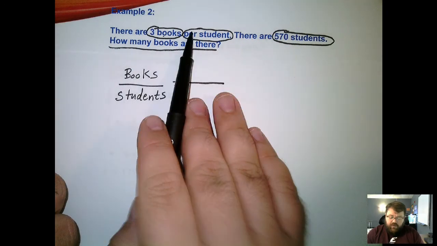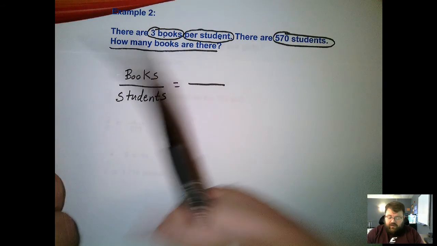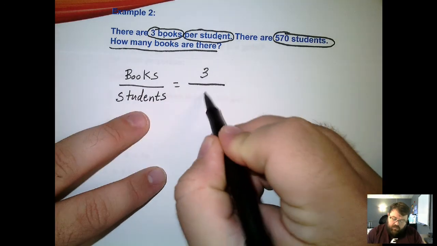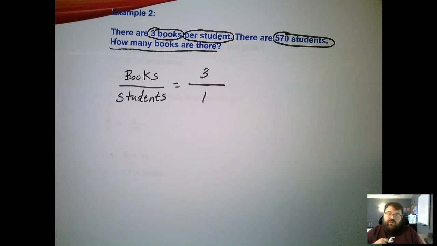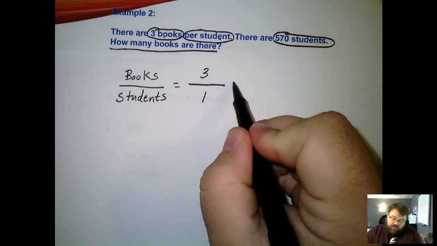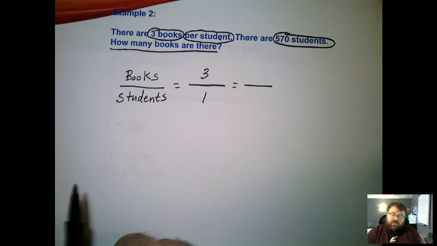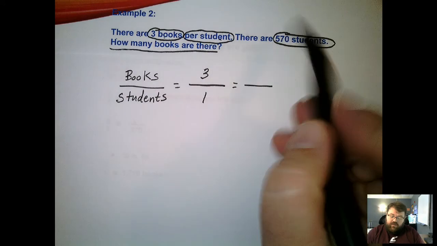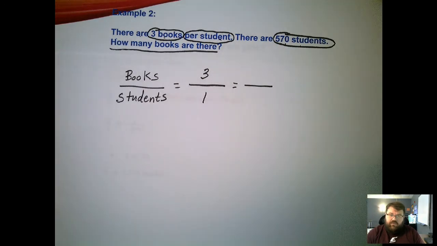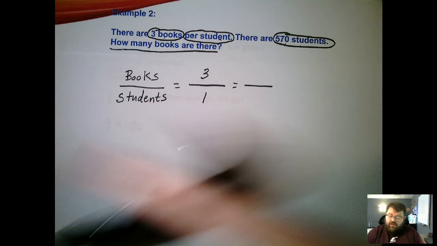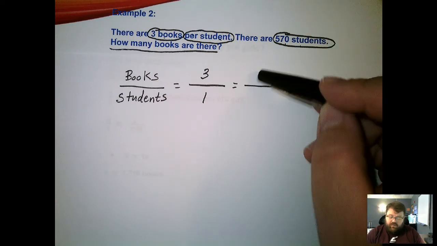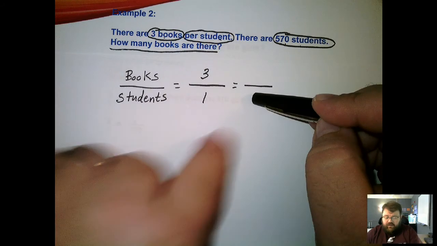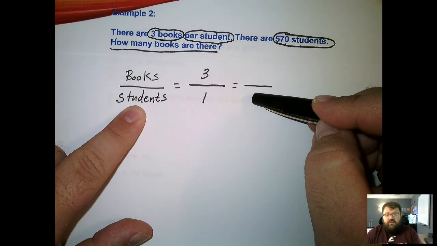There are 3 books per student. So that's telling you that there are 3 books and 1 student. So it's giving you your unit rate or your constant of proportionality. There's always going to be a third number. This third number is going to go in one of these 2 places. 570 students. Where would that go? In the denominator or in the numerator? Hopefully you said that it's going to go in the denominator. The reason for that is because that's where I've placed students.